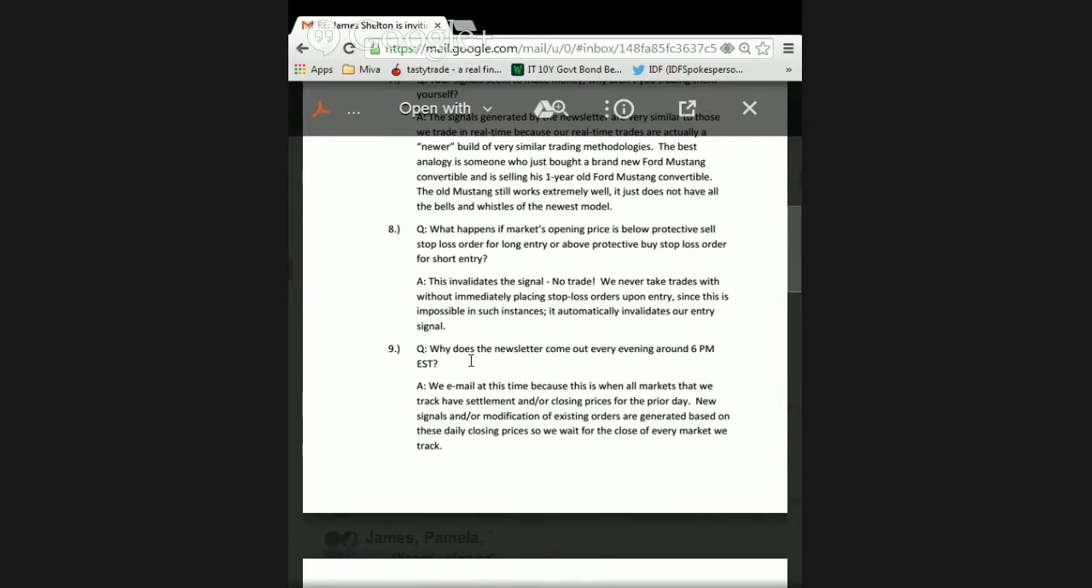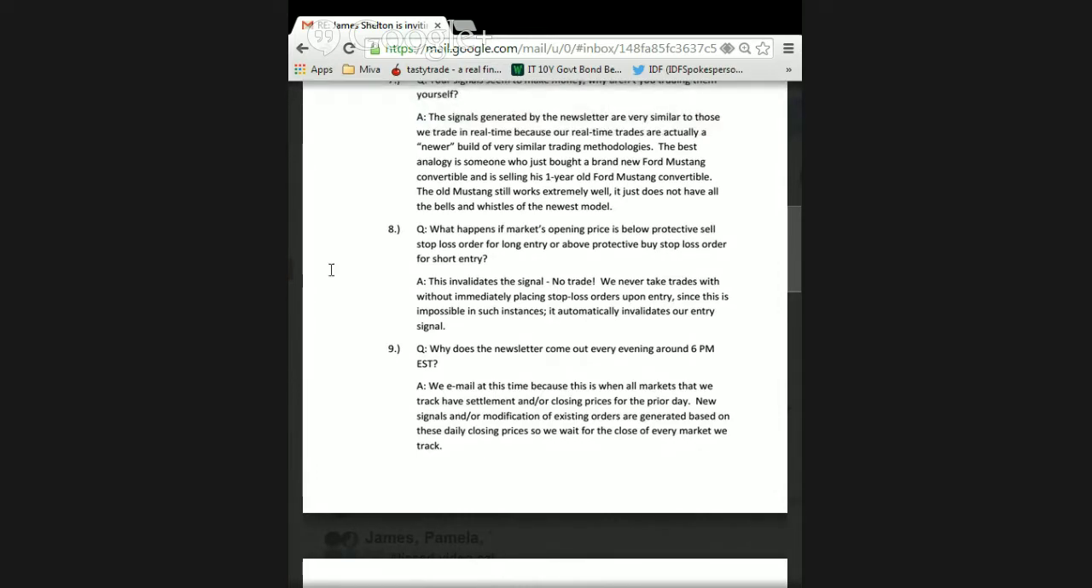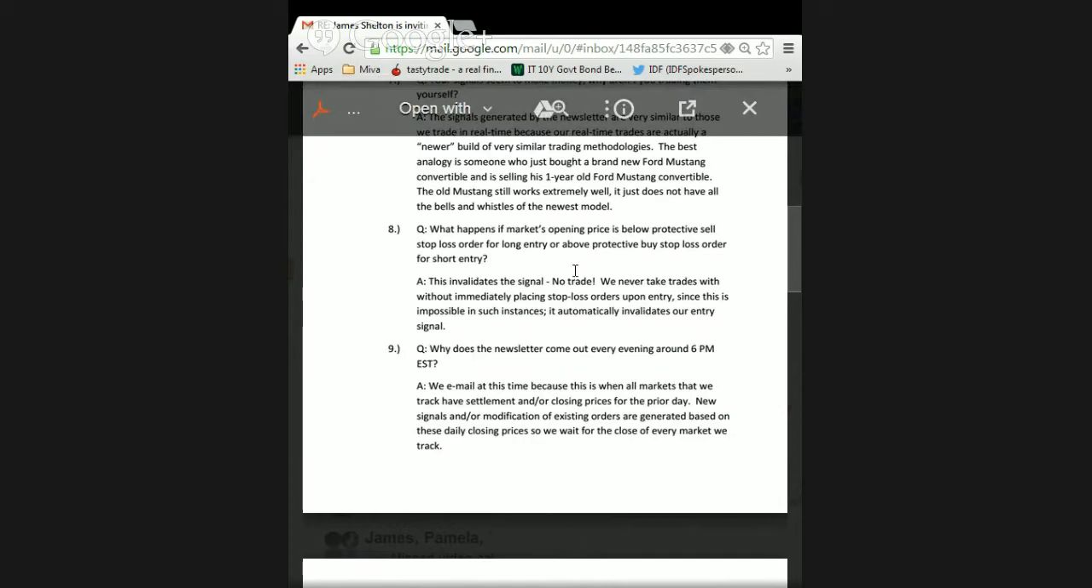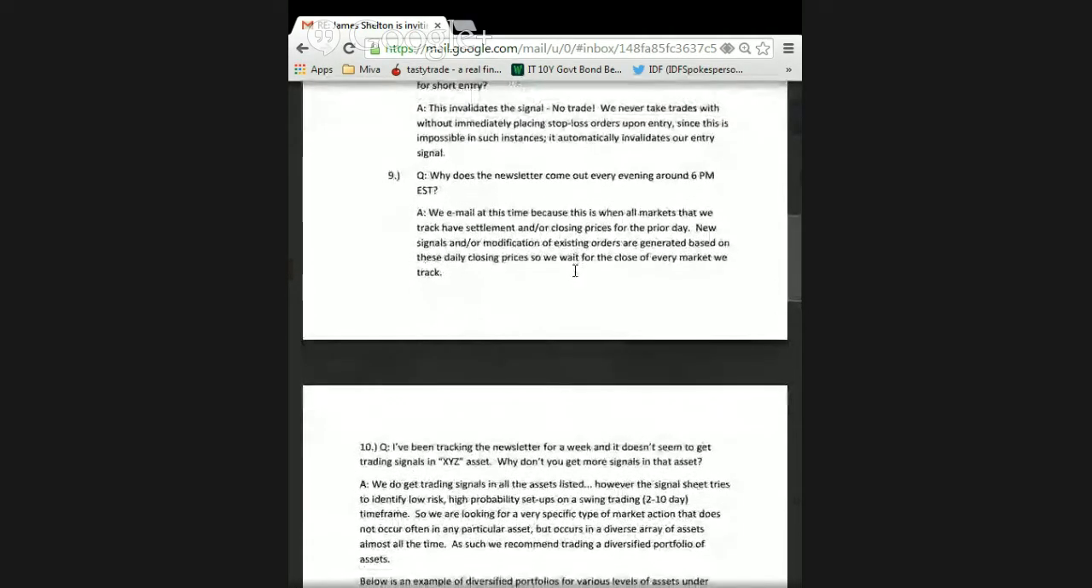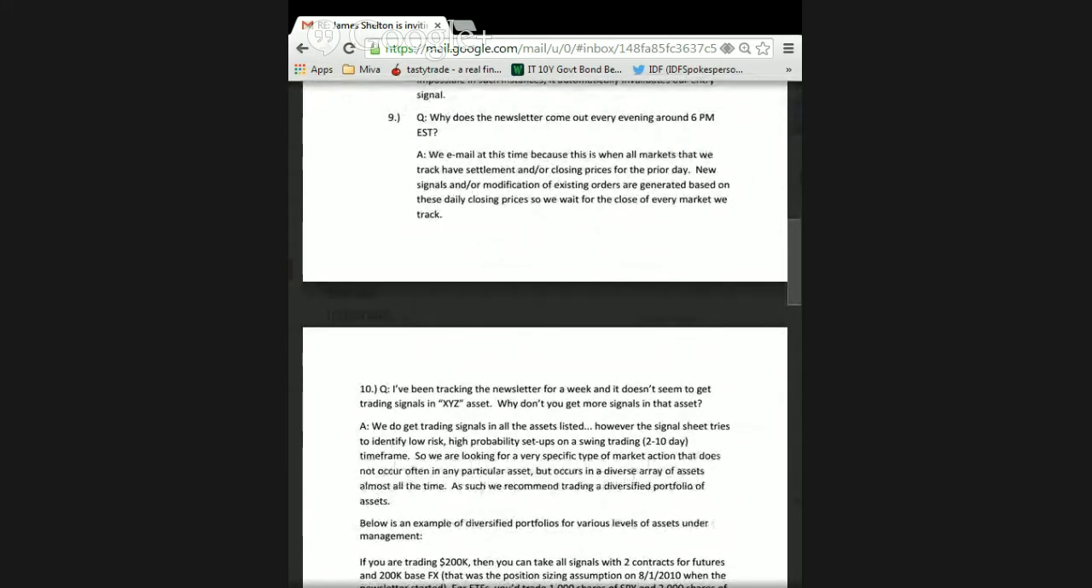Why does the newsletter come out every evening around 6 p.m. Eastern Time? Okay, so we're working based upon 24-hour markets. And what all markets do is they use anywhere between 1 p.m. in the case of sugar to 5:15 p.m. in the case of assets like crude oil and the E-mini S&P as their global close.